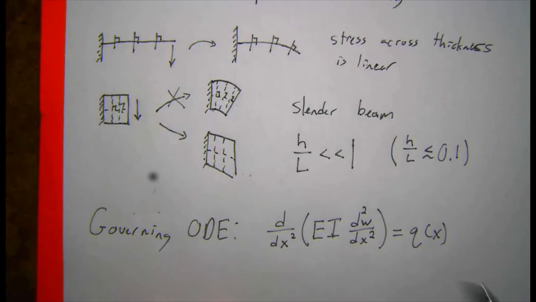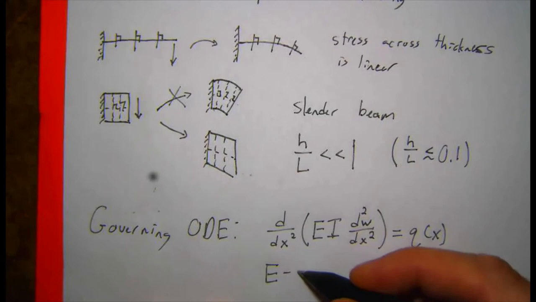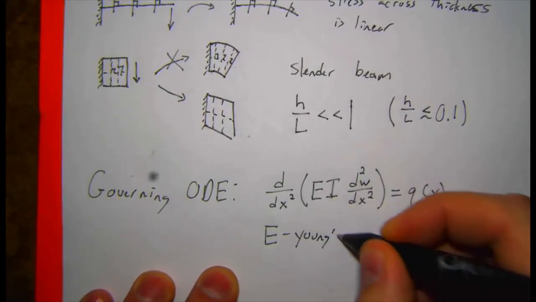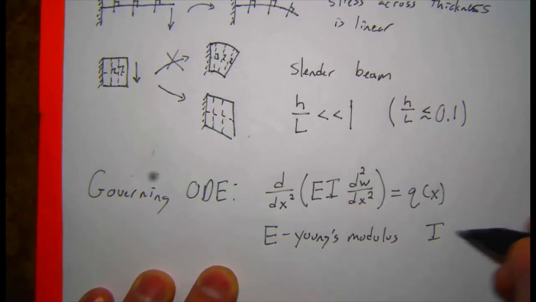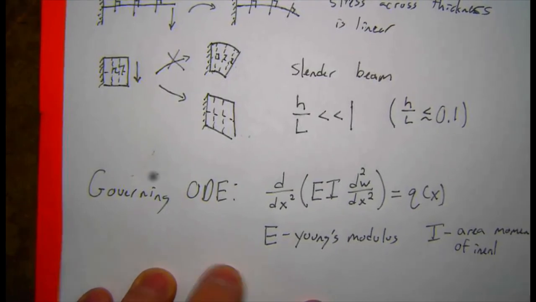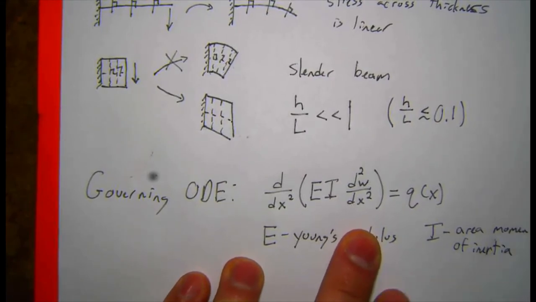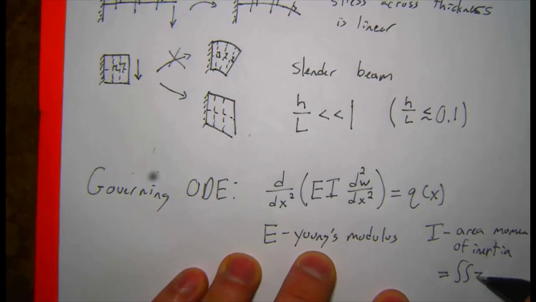Generally for a body, so here now, this E is a Young's modulus, and I here is area moment of inertia, which is defined as the second integral of the distance from the neutral axis of the beam.